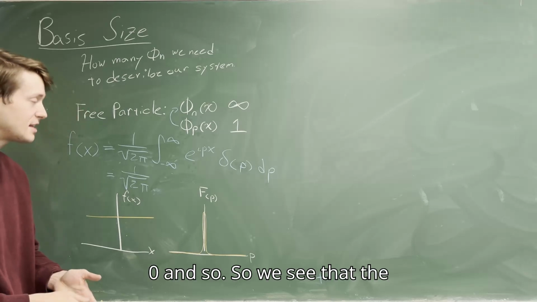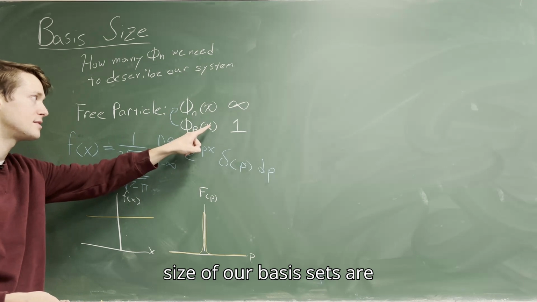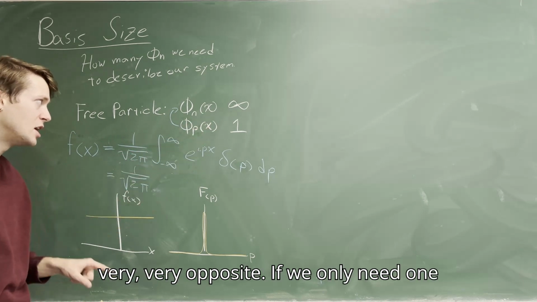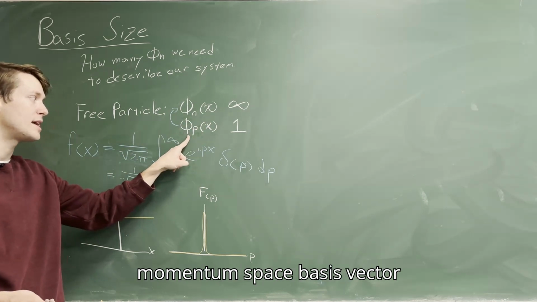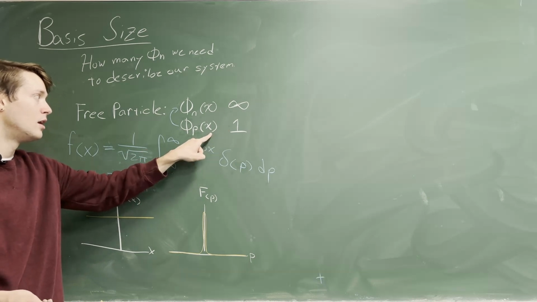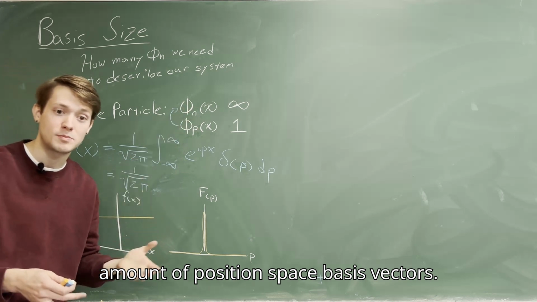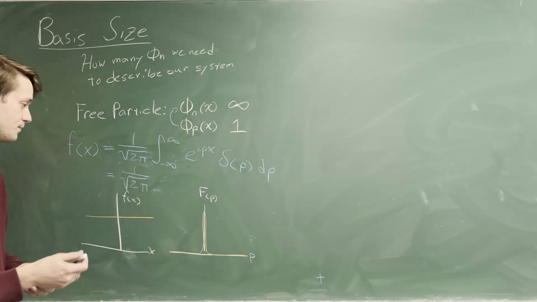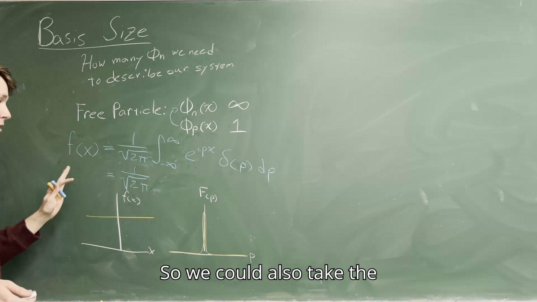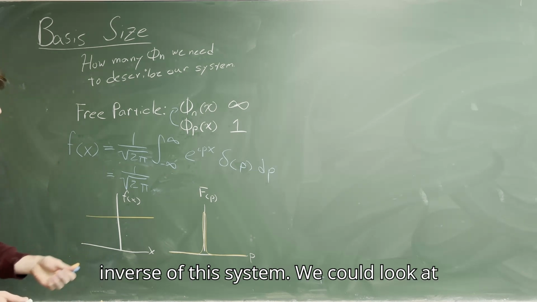And so we see that the size of our basis sets are very, very opposite. We only need one momentum space basis vector, and we need an infinite amount of position space basis vectors. So we could also take the inverse of this system.